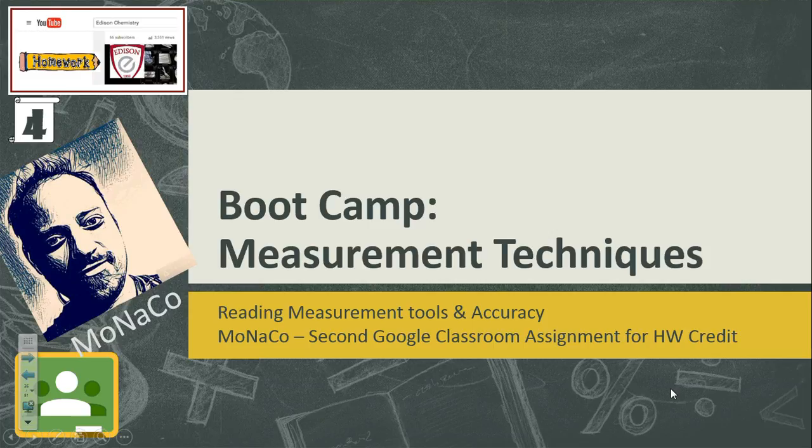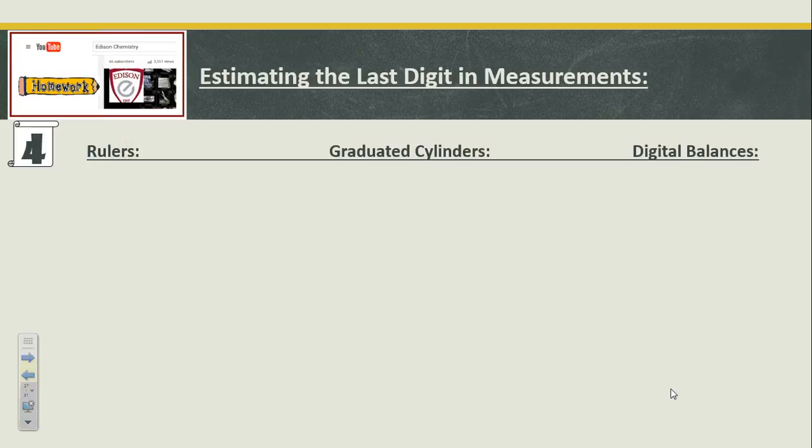We're at the turning point of your podcasts. Number 4, measurement techniques. We're going to go over reading measurement tools and accuracy. And you're going to have another Google Classroom assignment for homework credit at the end of this particular lecture cast. Okay, so let's get into it.